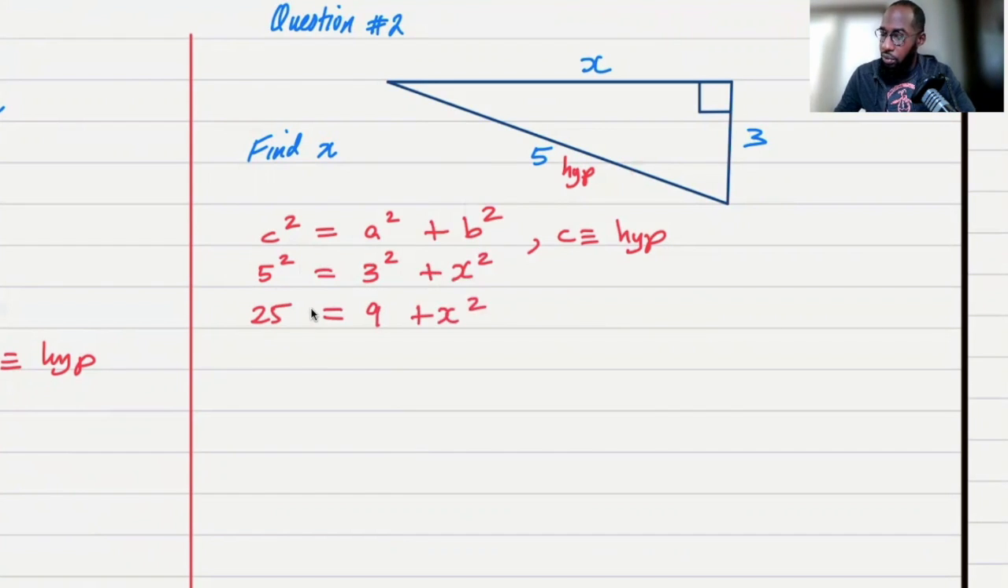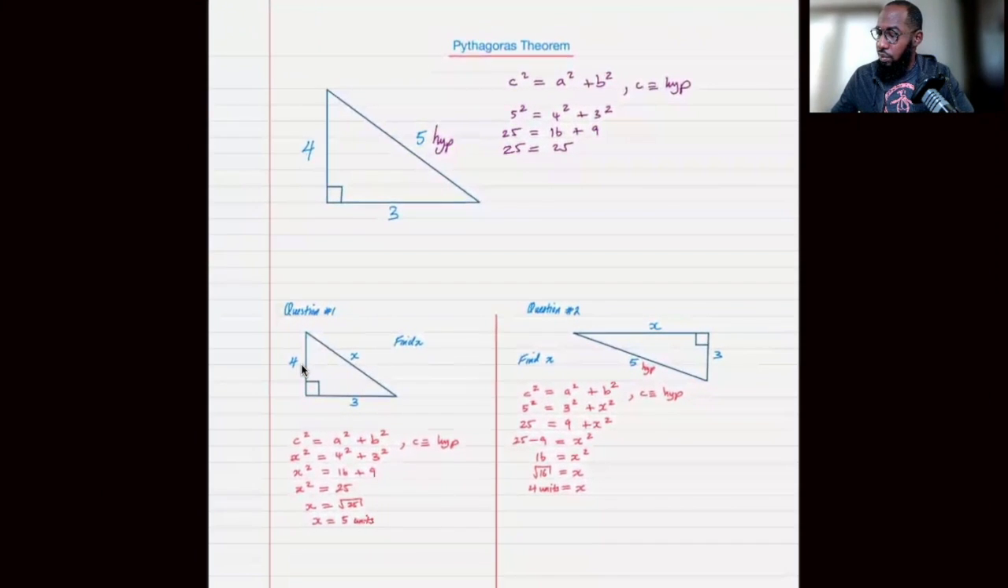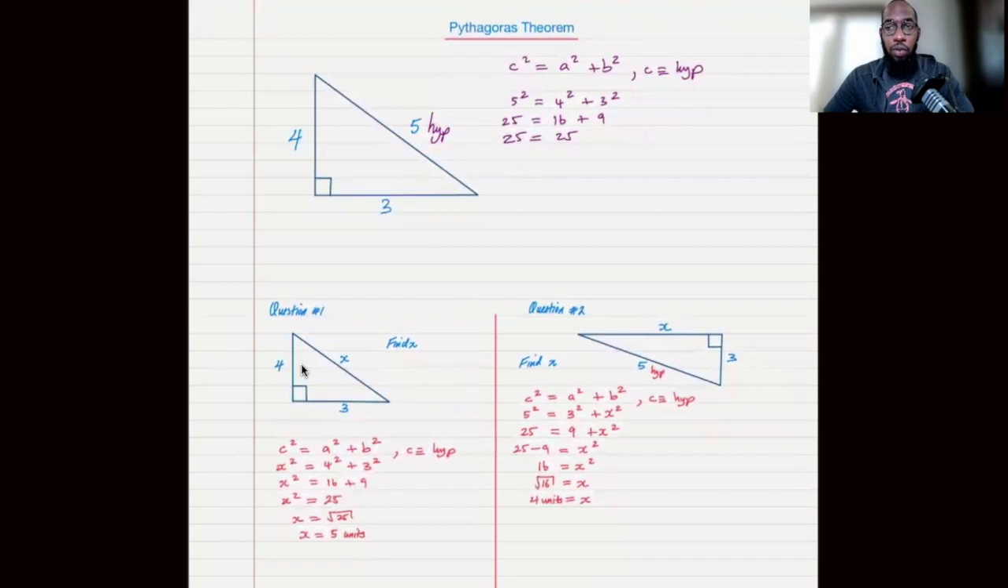Now we have to transpose. 25 minus 9 is equal to x squared. We want to get rid of this 9. We want all the numbers on one side. So if I minus 9 from this side, it'll be 0, because it cancels out. Equal sign means you have to do the same thing on both sides. You have to minus 9 on this side as well. 25 minus 9 is 16. X is equal to the square root of 16. X is equal to 4. Put my units. All right. So that's it for Pythagoras' theorem.